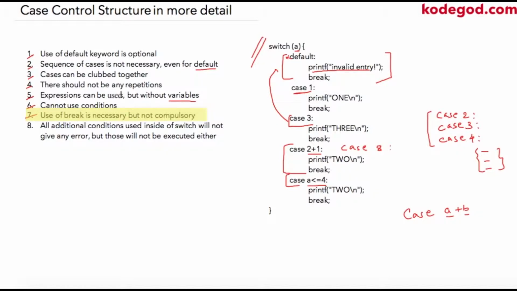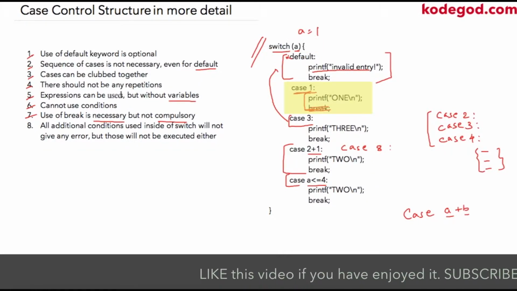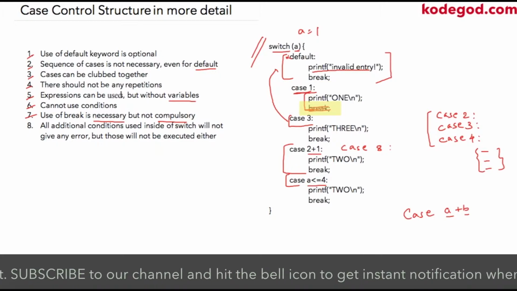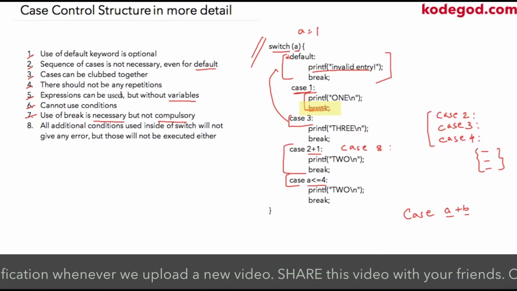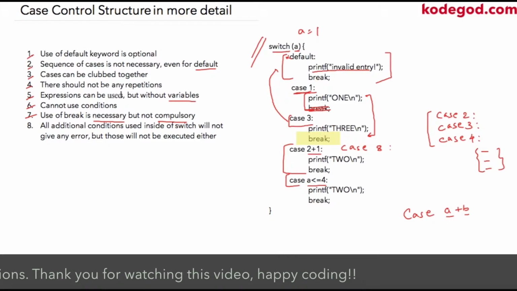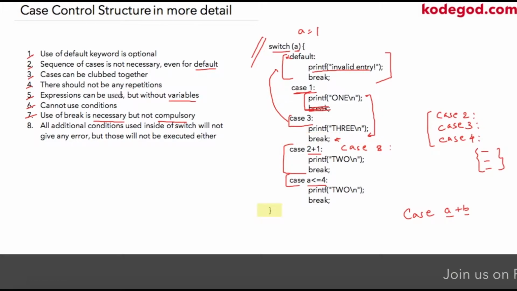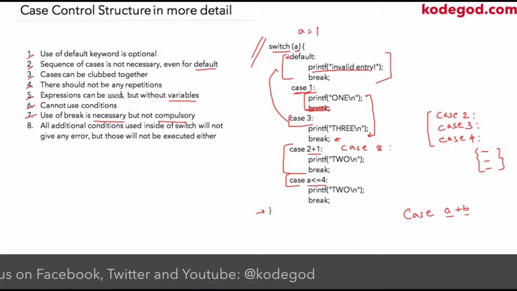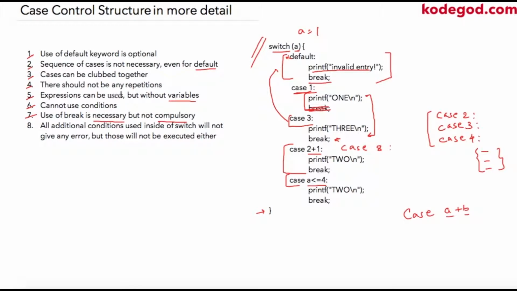The next point is very important, that use of break is necessary but not compulsory. To understand this example, let us assume that we have not written break over here for case 1 and assuming that A is equal to 1. In this switch case, all the instructions inside case 1 will be executed, but as we have not written a break keyword over here, the compiler will fall through and execute the next case as well. Once it reaches this break, it will come out of your switch block. That is why ideally we write the break keyword after each case block.